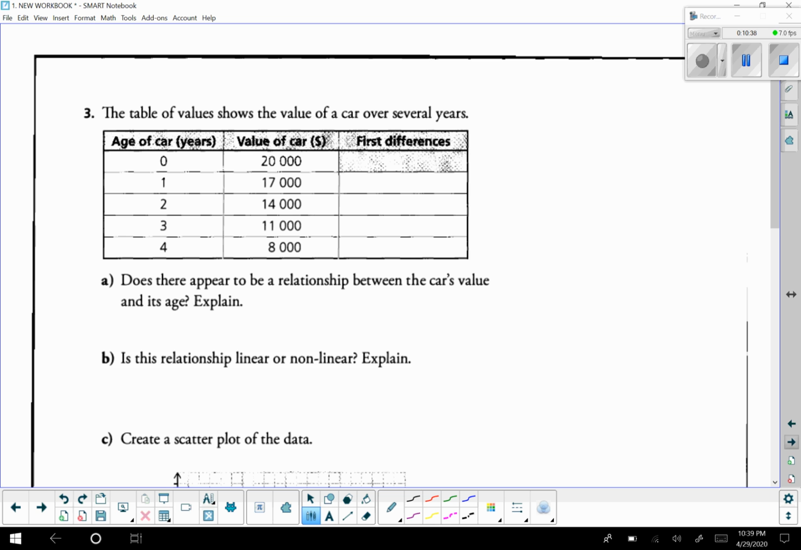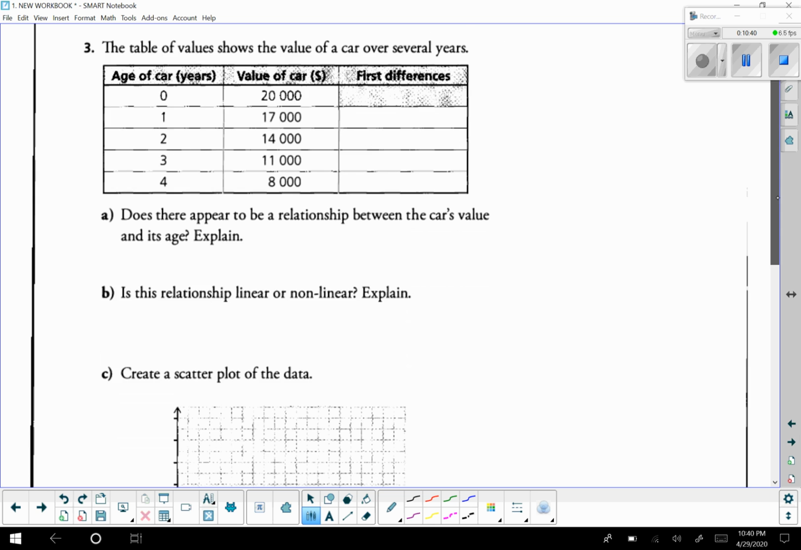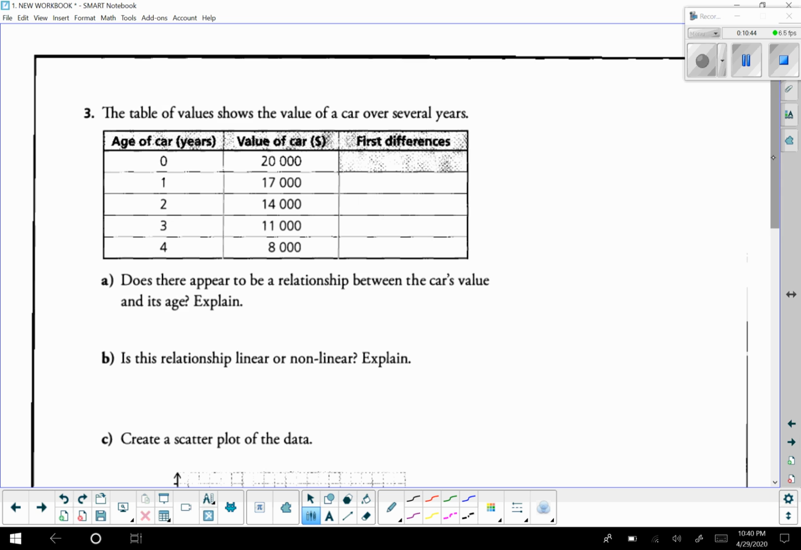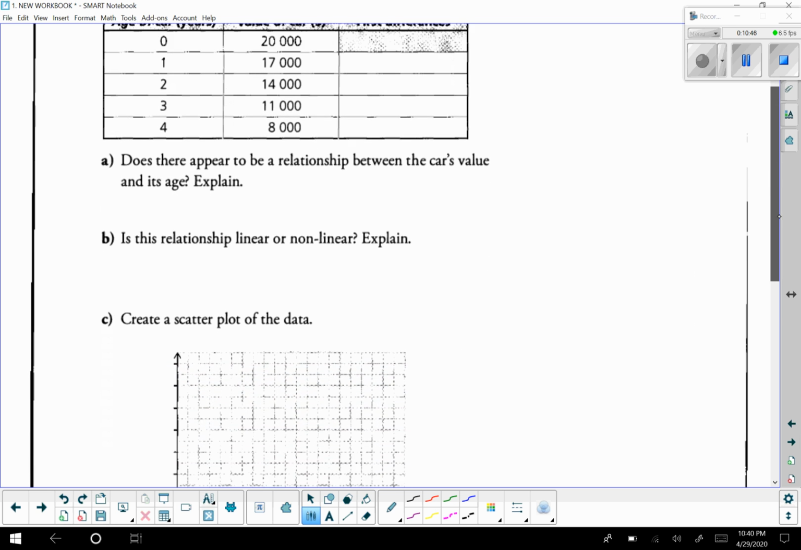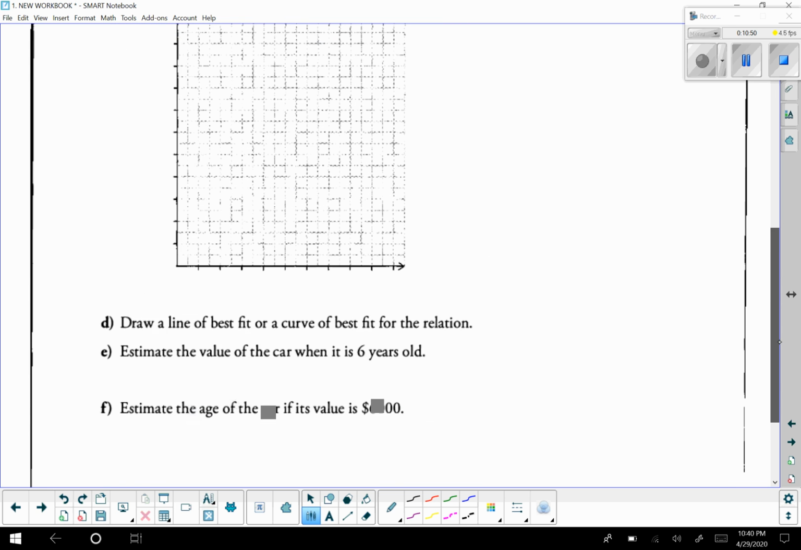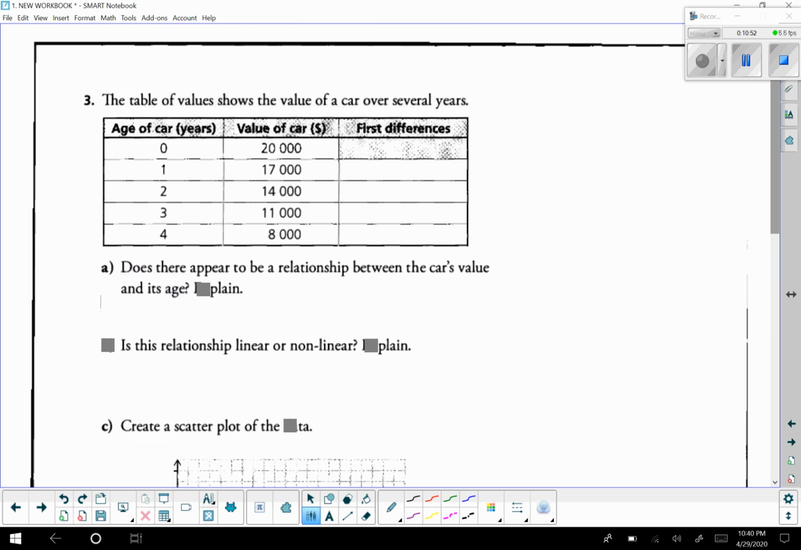All right, this question. Okay, so I think this is the last question of this section. Yes, so this question, I'm going to do it because it reviews everything from the start. So the table of values shows the value of a car over several years. We have the age of the car from 0 to 4 years. We have the value from 20,000 to 8,000.